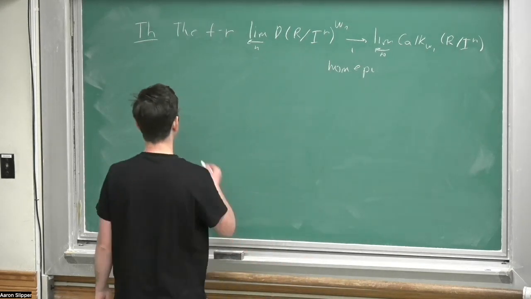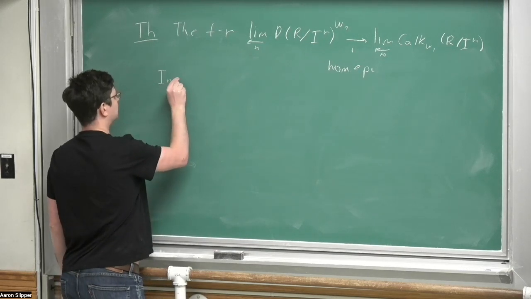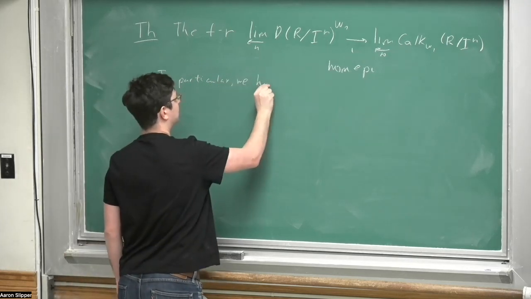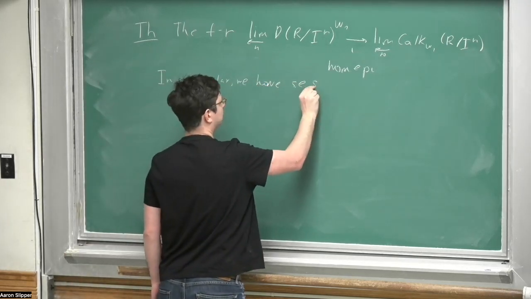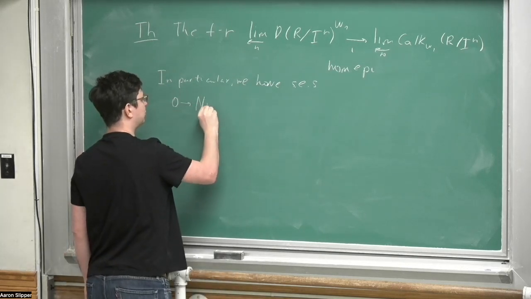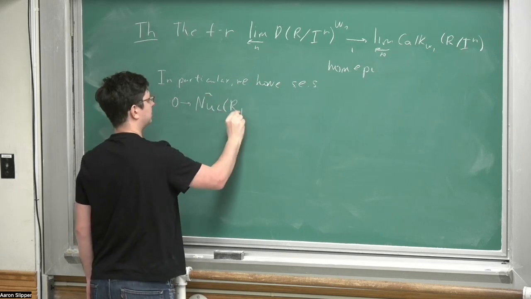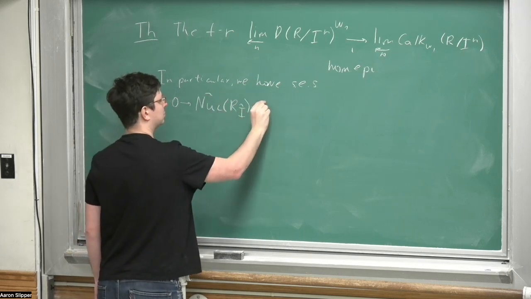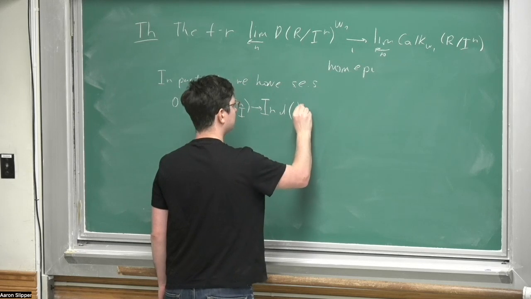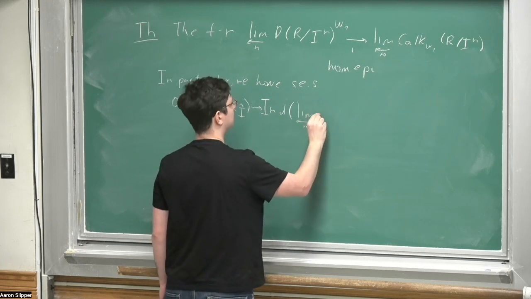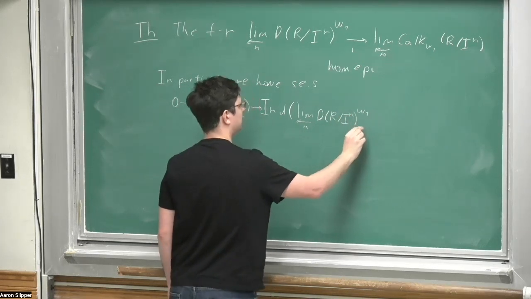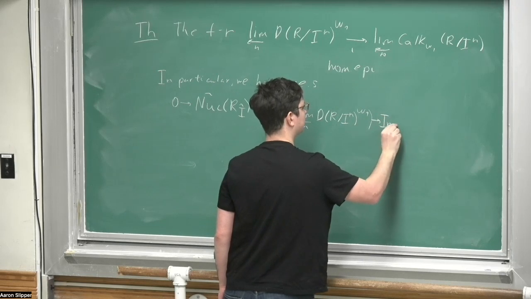And in particular, it means we have a short exact sequence: 0 to this nuclear tilde, the completion of R, to the ind-completion of the usual limit of countable derived categories, to the ind-completion of the usual limit of countable Clausen categories.